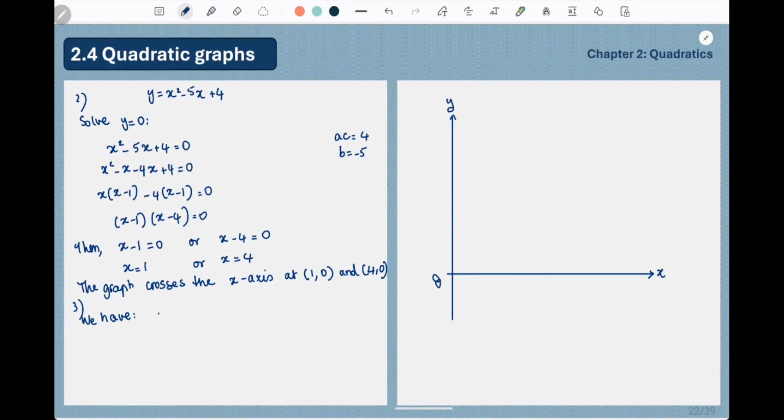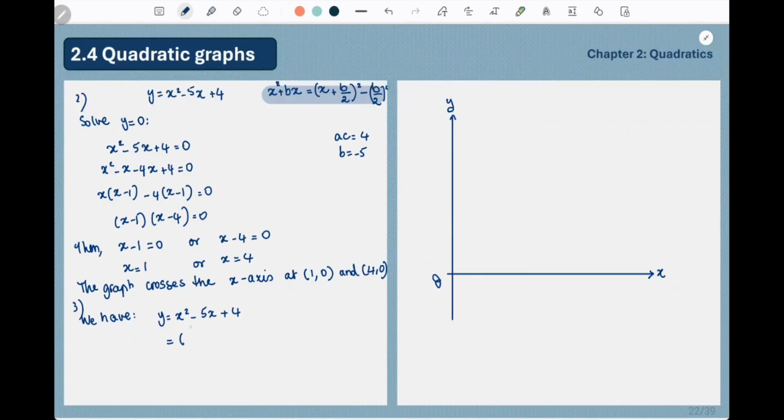We have y equals x squared minus 5x plus 4. Let me complete the square. We know the formula for completing the square. Let's say we have x squared plus bx. That is x plus b over 2, squared, minus b over 2, squared. So that's how you solve it. This is just a reminder. We've already done that; you can check that video.